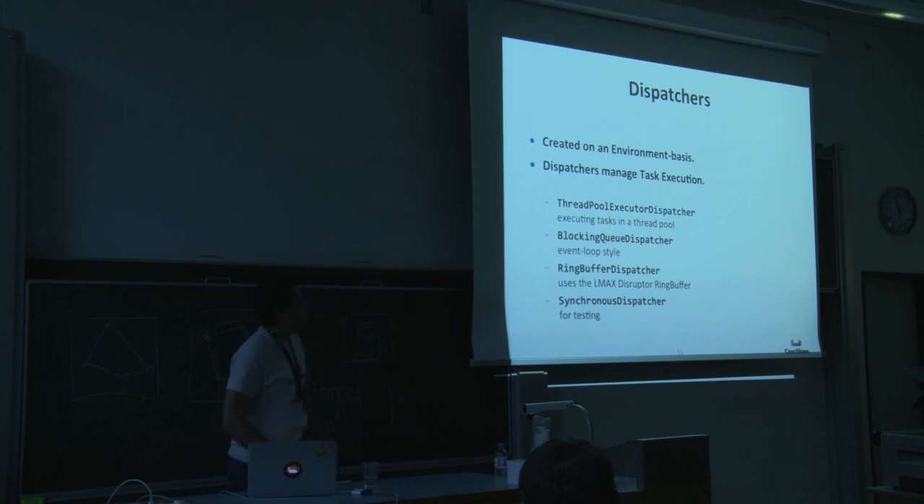So what kind of dispatchers do we support right now? We have a thread pool dispatcher, which, as the name suggests, creates a thread pool, and your consumers and your events will be executed in the thread pool. Then we have a blocking queue dispatcher, which is, if you know how Netty 4, for example, works with the event loop that it uses internally, very event-loop style.